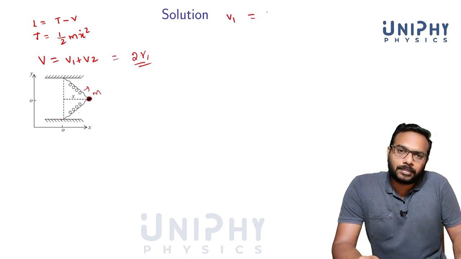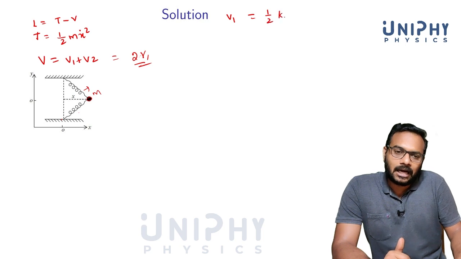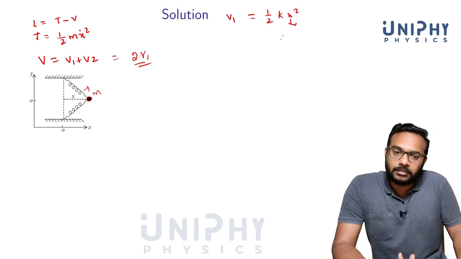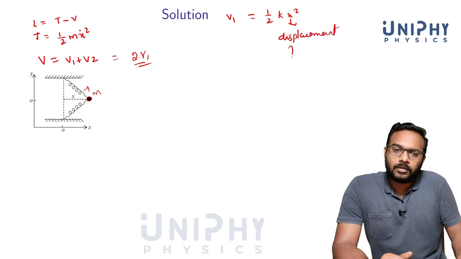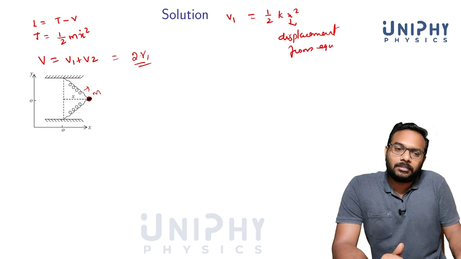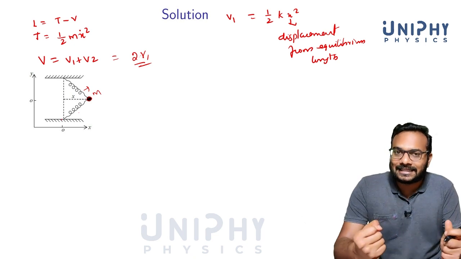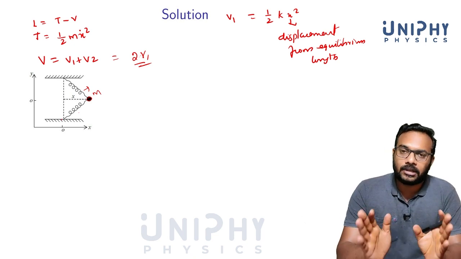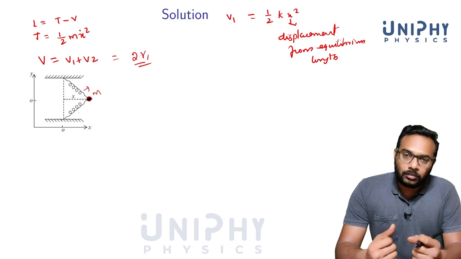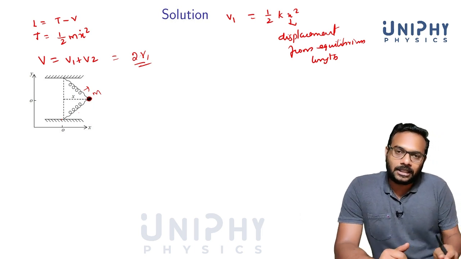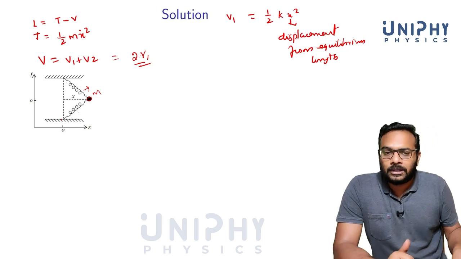Usually we know that the spring potential energy can be written as half k x squared. And what's this x? x is the displacement from the equilibrium position, the equilibrium length. That means how much the spring is stretched from the equilibrium configuration. The equilibrium configuration we take as the zero of potential energy and ask how much the spring has been stretched from it. That will give you this x.